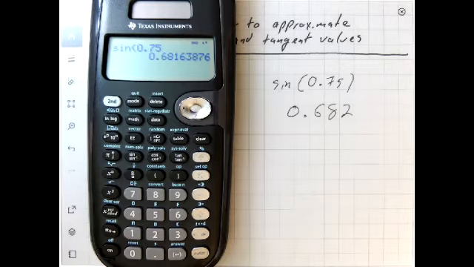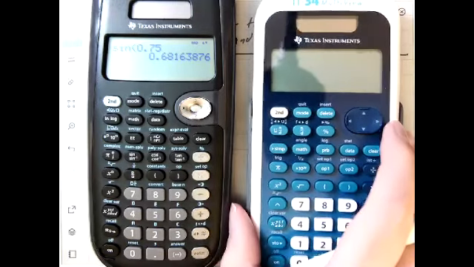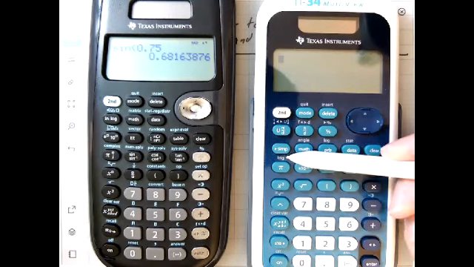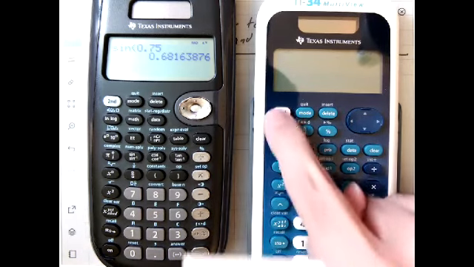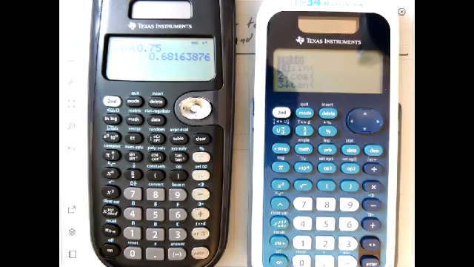Just as a point of reference, since I have another calculator here on hand, on this calculator, TI-34 Multiview, in order to get the trigonometric functions, you need to go into the trig menu, which you get from second, and then the pi button. Then you can select sine, cosine, or tangent from the menu.